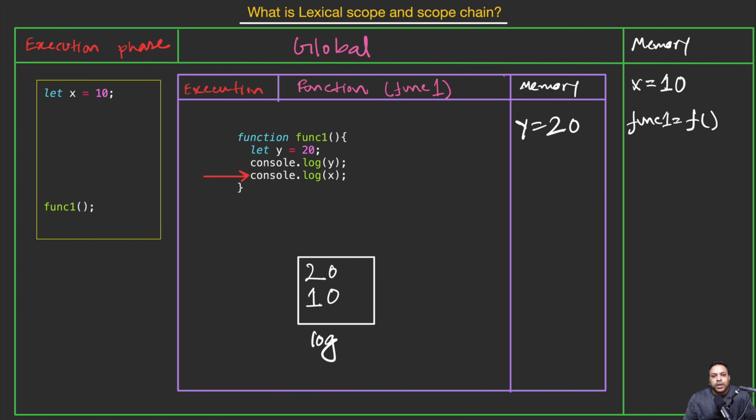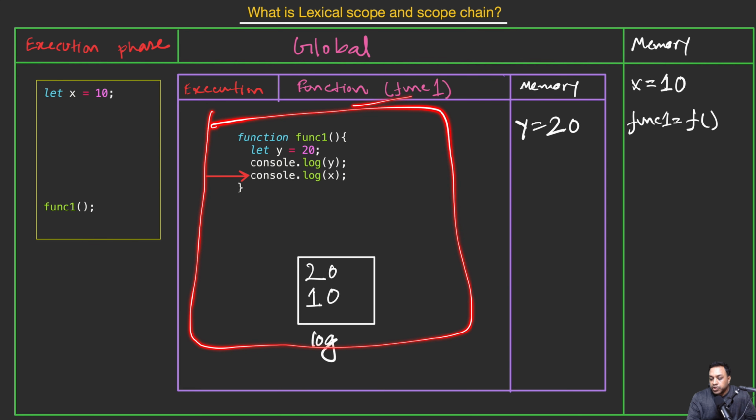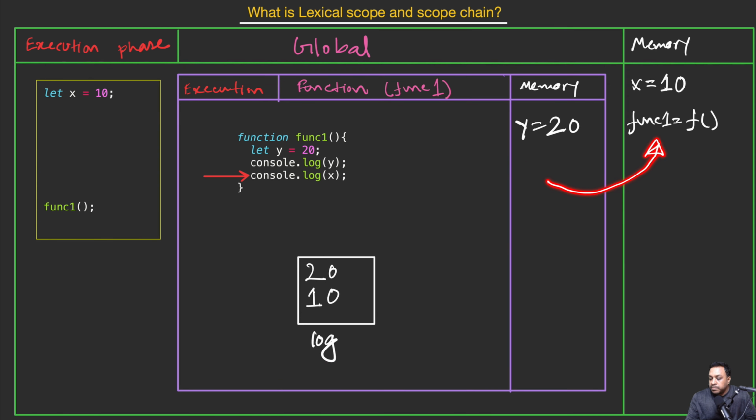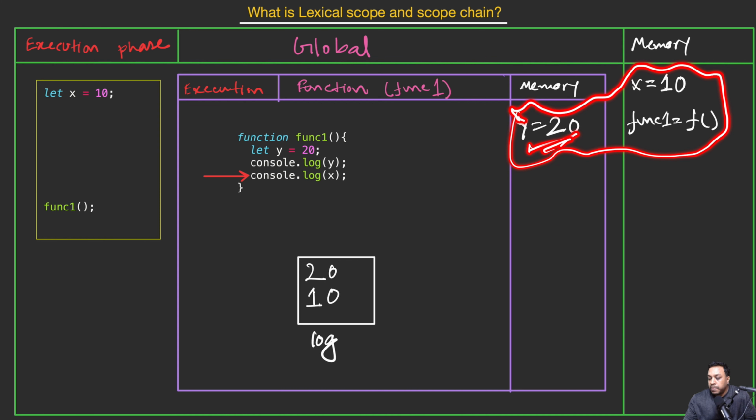Now the question is, what is scope? We have done all this to understand scope. So scope is like an area where the variables are accessible. For this execution context, this function 1, we can access its own context and its parent context. Remember, a child can access the parent context, but a parent can never access the child context. This is the scope for the function 1 execution context: its own context and its parent context.